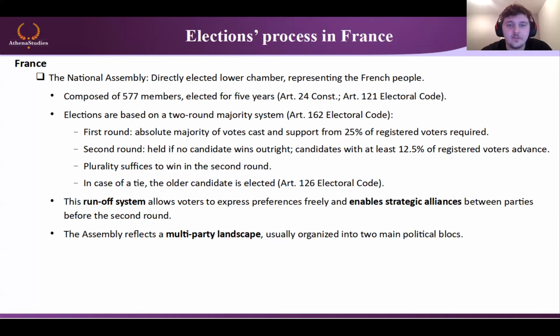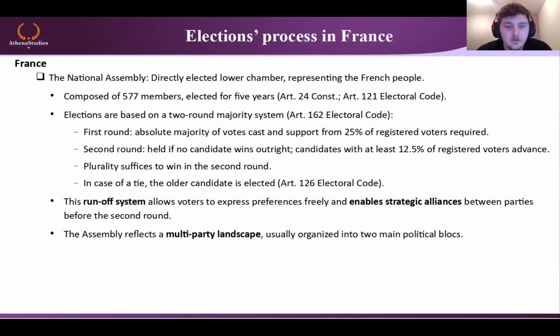So in the first round, either the absolute majority of votes cast and support from 25% of registered voters is required. So you can basically get an absolute majority, but that's very rare, of course, in France. Or there will be a second round held if no candidate wins outright. Candidates with at least 12.5% of registered voters advance. The plurality suffices to win in the second round, and in case of a tie, the older candidate is elected.